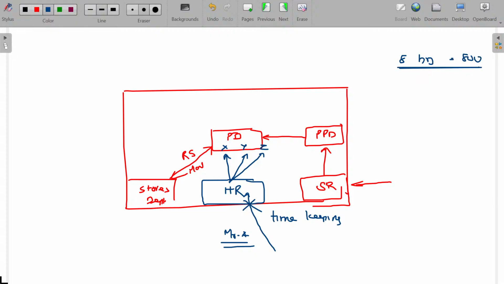Now, Mr. A is paid 800 rupees for the day's work. Day's presence, not day's work, day's presence. Now, from whom is that 800 rupees recoverable?